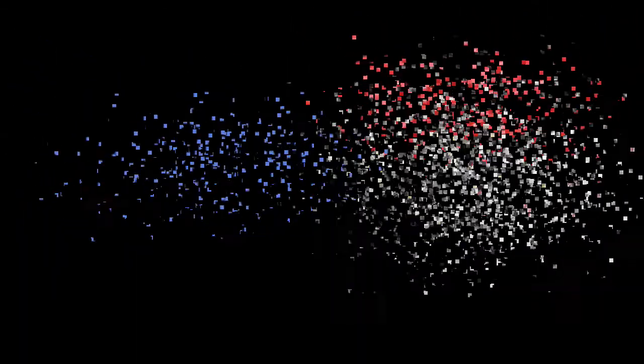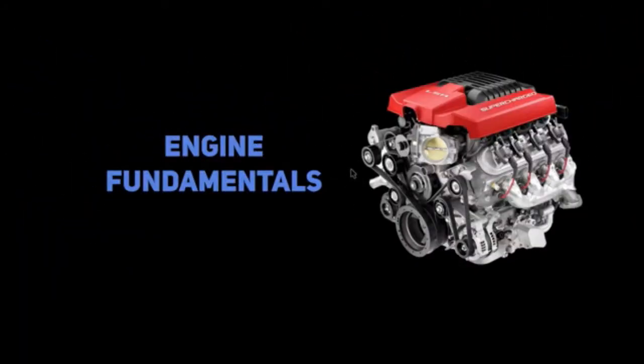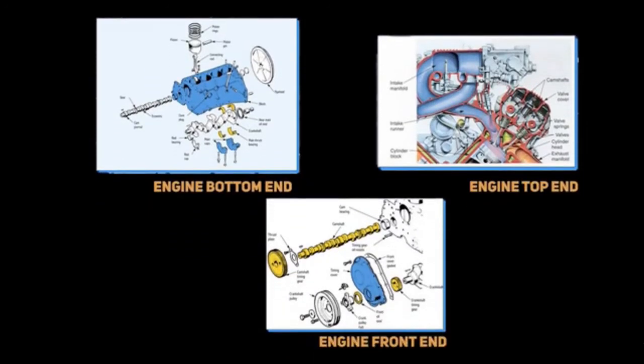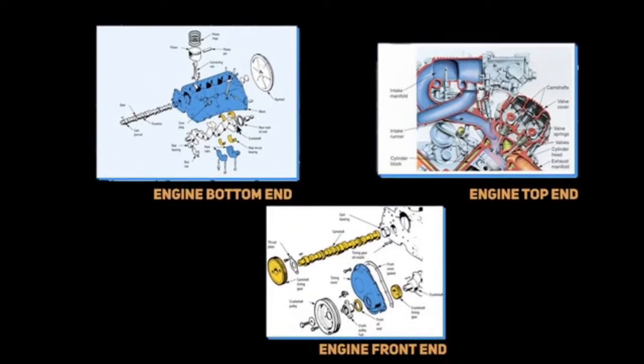The most complicated thing on a car, once we actually break it down into smaller parts, won't seem so confusing. So here are the three sections of an engine. To the top left here, we have the engine bottom end, and this is referring to the block, crankshaft, connecting rods, pistons, and other related components.